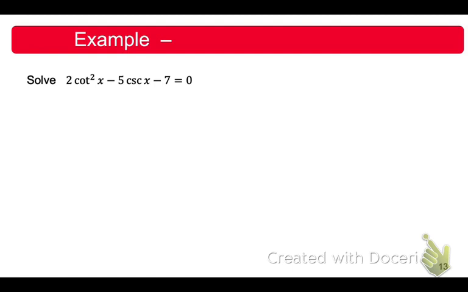Yes, your cotangent. I have 1 plus cotangent squared equals what? Cosecant squared. So I'm going to change cotangent to cosecant because the cotangent is squared and the cosecant is not squared, correct? Yeah. So if I move that over, that would be cosecant squared minus 1, minus 5 cosecant, minus 7.